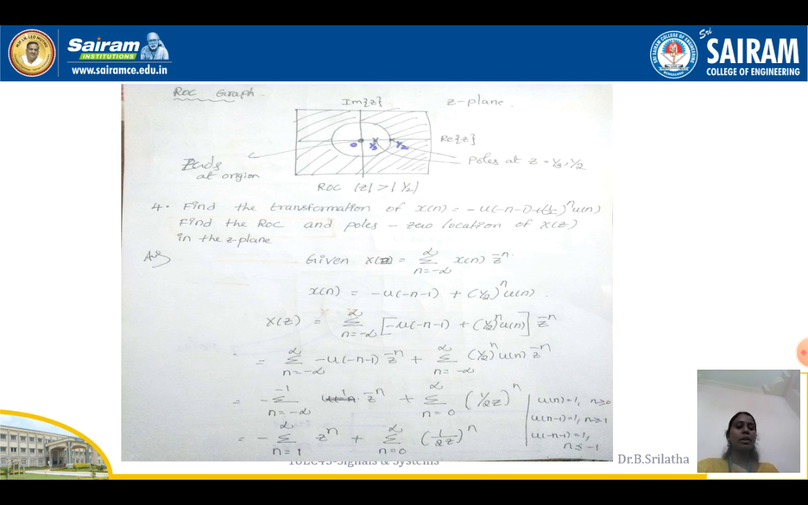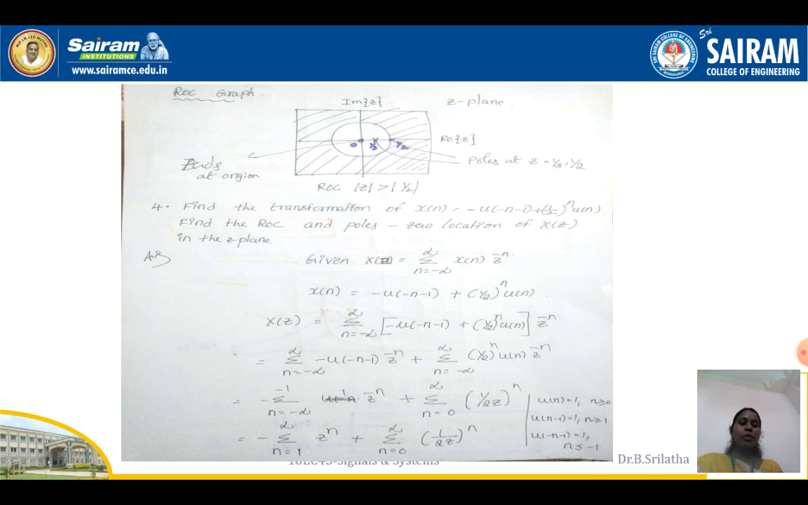Same thing as we did in the previous class. Divide this into two summations. One is summation n is equal to minus infinity to infinity of minus u of minus n minus 1 into z power minus n, and the second is 1 by 2 whole power n into u of n into z power minus n. As in the last problem, minus we can take out of the summation. And for u of minus n minus 1, how do we find where it exists? First, u of n is 1 only for n greater than or equal to 0.